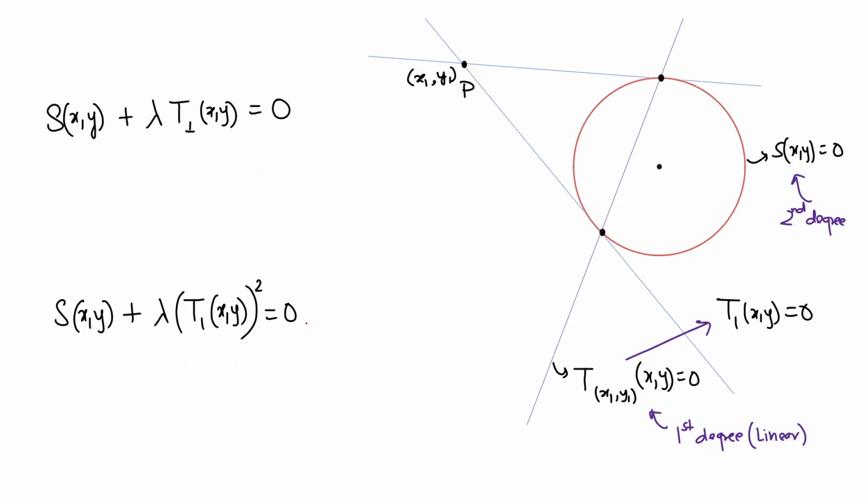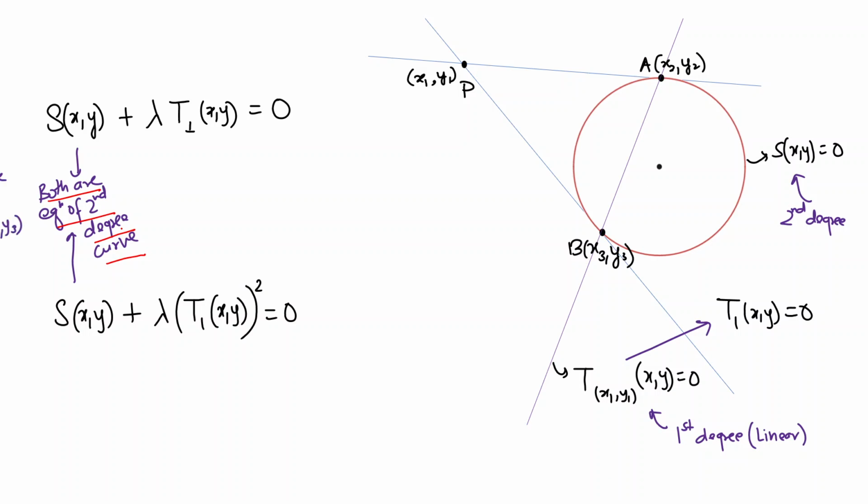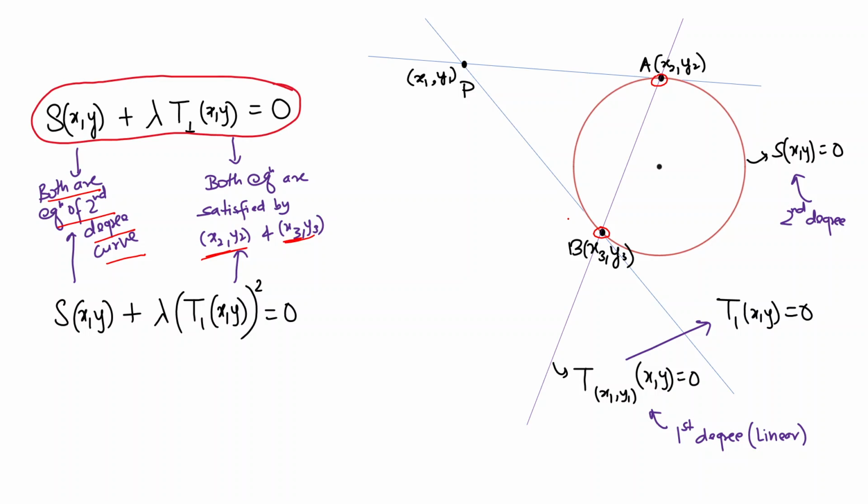So let's recap. Both of the equations are of second degree curve because the degree is 2, and both are satisfied by x2 y2 and x3 y3, these 2 points here. Okay, let's analyze the first one. Sxy is equal to 0.